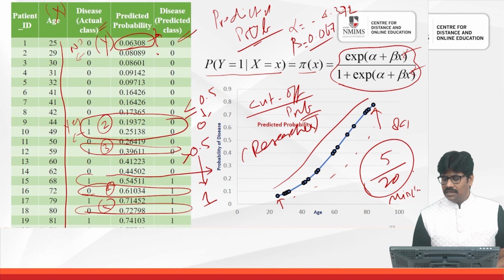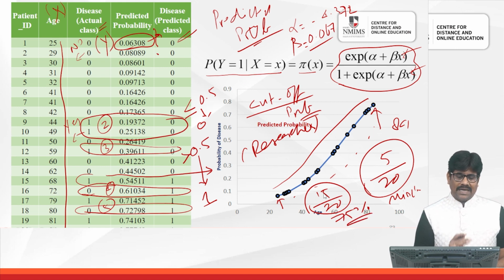So the accuracy is 15 by 20. So that means 75% accuracy. My model is 75% accurate, because 15 classes are classified correctly and 5 classes are misclassified. So the accuracy of my model is 75%, right? Now this is one way to understand the predicted probability.